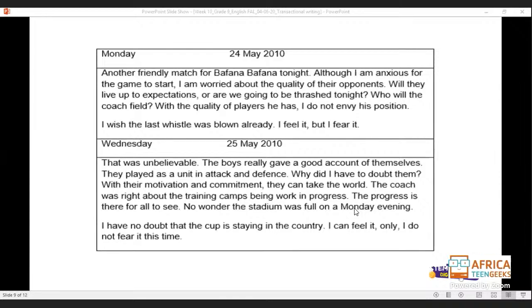So remember that you won't always be able to use a dictionary. Actually, you won't be able to use a dictionary in an exam setting or a test setting. So you'll have to use other methods of understanding what words you don't know mean. So what you can do is look at the words around that particular word you're unfamiliar with to understand what it means, and it will give you a clue.